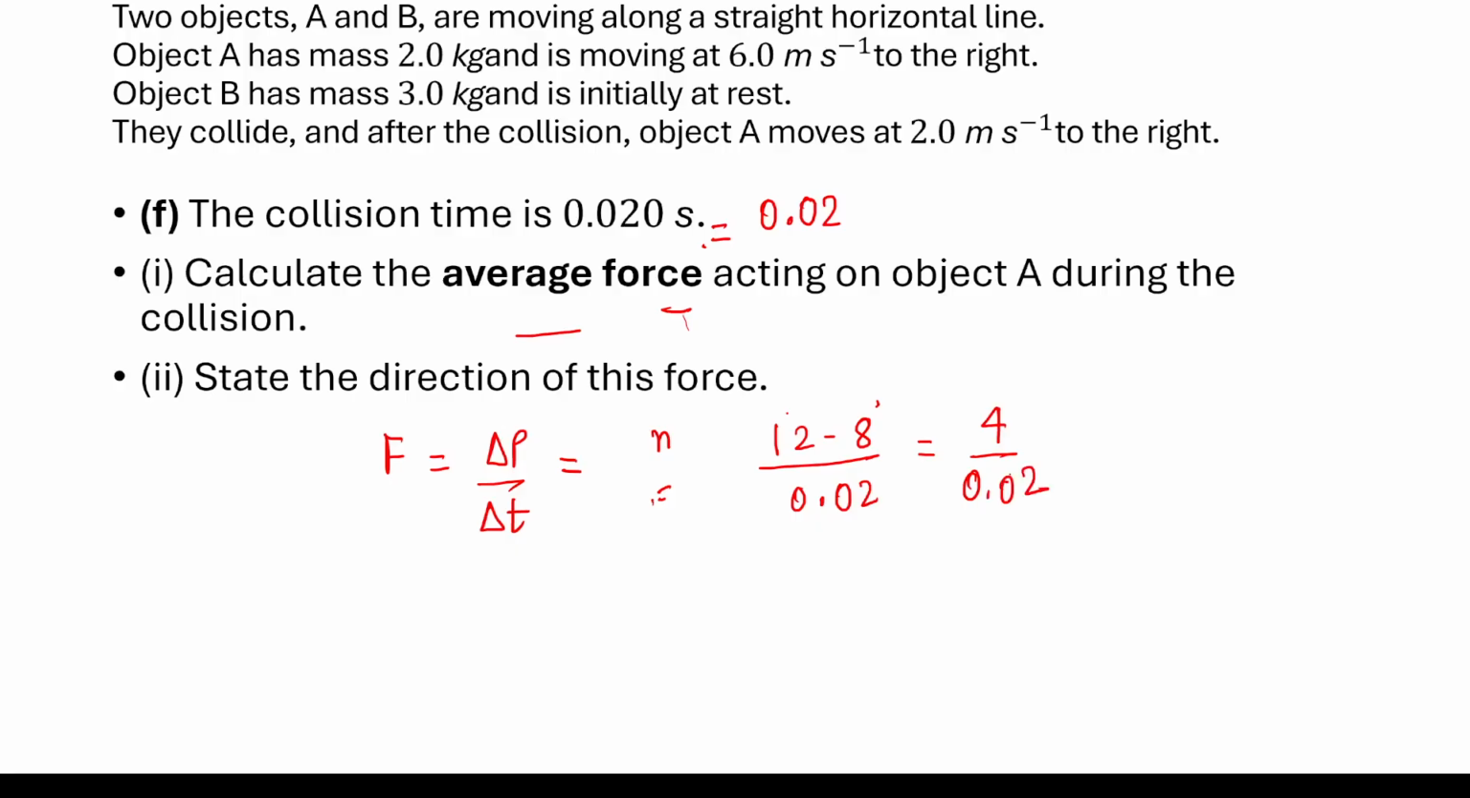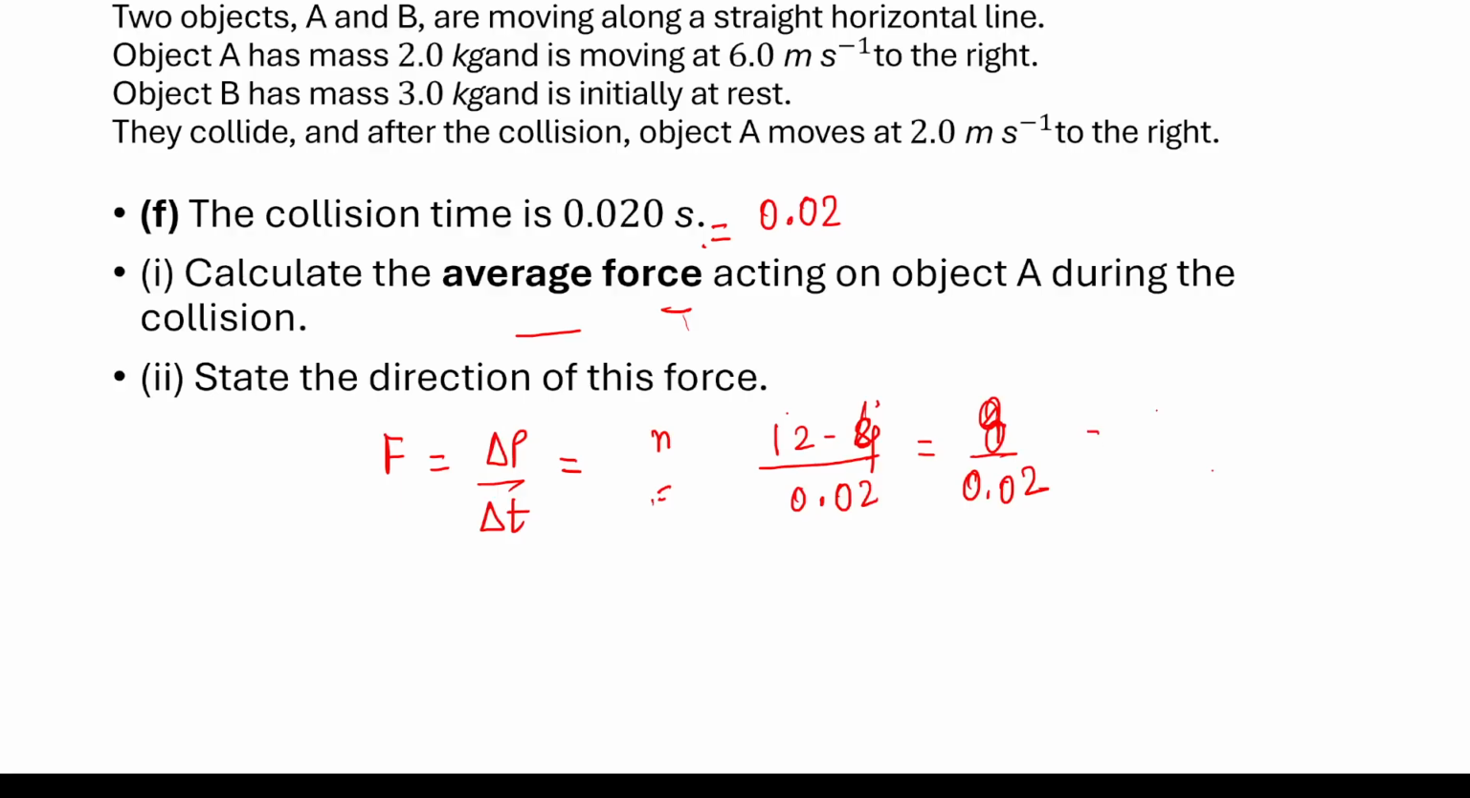Is it 8? No, sorry, I think I made a mistake. It's 4. I wrote the answer here. So 4 and this is 8. So 8 divided by 0.02 is 400 newtons.